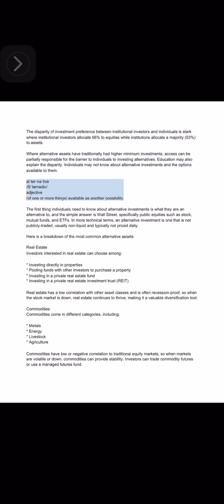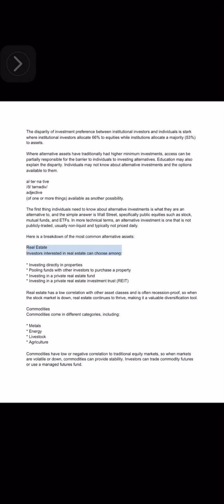Alternative: adjective, of one or more things, available as another possibility. The first thing individuals need to know about alternative investments is what they are an alternative to, and the simple answer is Wall Street, specifically public equities such as stocks, mutual funds, and ETFs. In more technical terms, an alternative investment is one that is not publicly traded, usually non-liquid and typically not priced daily. Here is a breakdown of the most common alternative assets.